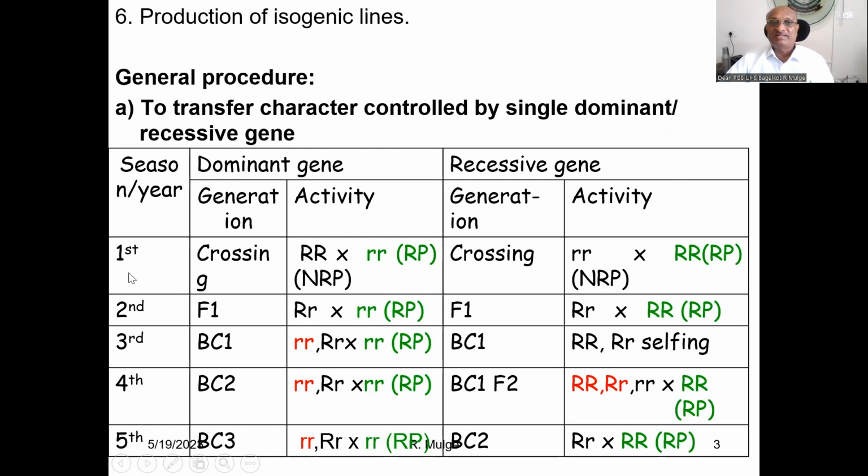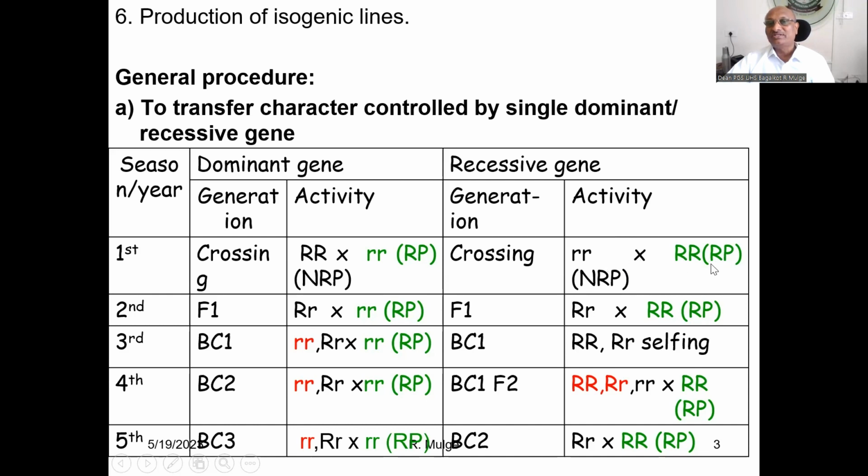Recessive gene. So first season or first generation, you are crossing these two parents. Now here, the non-recurrent parent, the donor parent, has the recessive gene, because some disease resistances are controlled by recessive genes. If you want to transfer this, it is there in some wild species or some other parent, but this is our recurrent parent, which is a standard variety having all desired characters except that disease resistance. You want to transfer it, but because that disease resistance is controlled by a recessive allele, you have to get it from the donor parent, the non-recurrent parent.